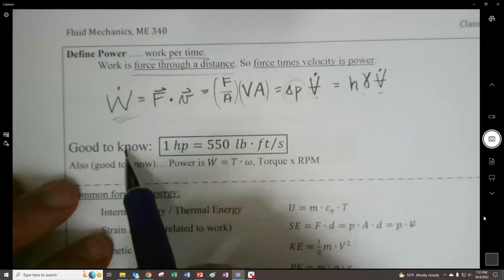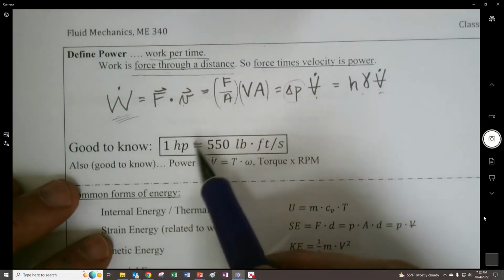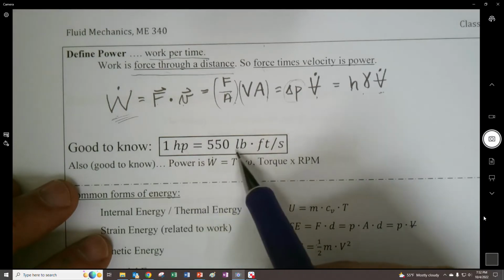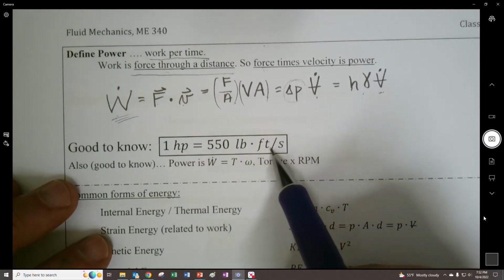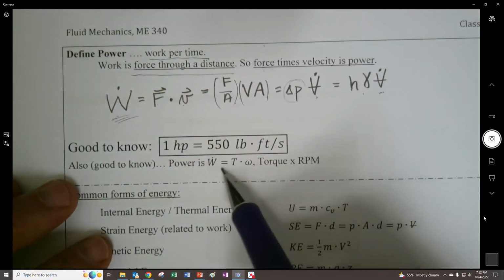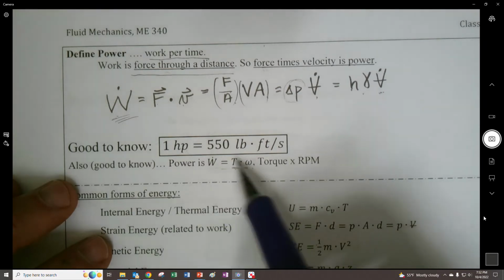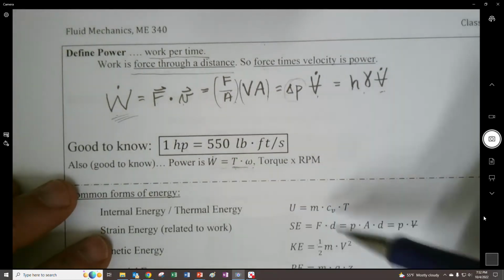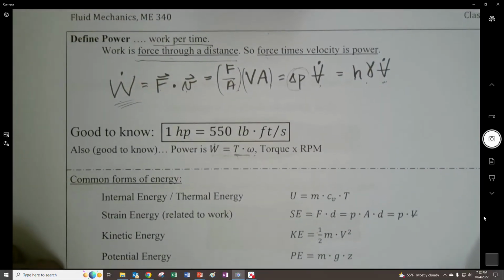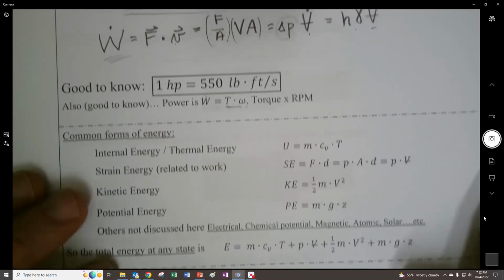I also put it in here, just as an aside, that a conversion for horsepower, which also often comes up, is 550 foot-pounds or pound-feet per second. I also mentioned that a good thing to know about when it comes to power is that power is equal to torque times RPM. So those are good things to keep in the back of our minds. That was sort of an aside.